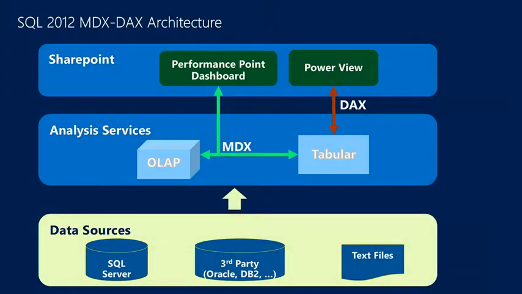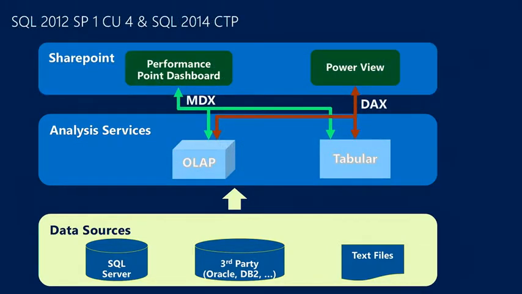So, the old architecture, what did that look like? As mentioned, with PowerView, we can only access tabular models via DAX. In PerformancePoint dashboards, we could use MDX on tabular as well as OLAP. What does it look like now? With the introduction of Cumulative Update 4, which was released in May 2013, and the SQL 2014 CTP, we now have the ability to use DAX directly on multidimensional models. This allows us to leverage our current investments in data warehousing projects.